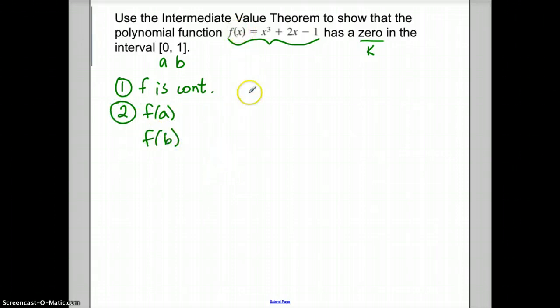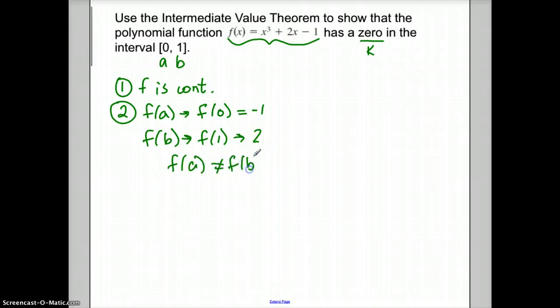f of a is f of 0. If you plug in 0, what do you get? 0 cubed plus 2 times 0 minus 1 is negative 1. f of b, b is 1, so plug in 1. I can use the equal sign here because I actually did plug 0 into the function to get an actual value, but just try to use arrows as much as possible. Plug in 1 here, you get 1 plus 2 times 1 is 2, so 3 minus 1 is 2. So obviously f of a does not equal f of b, because 2 does not equal negative 1.